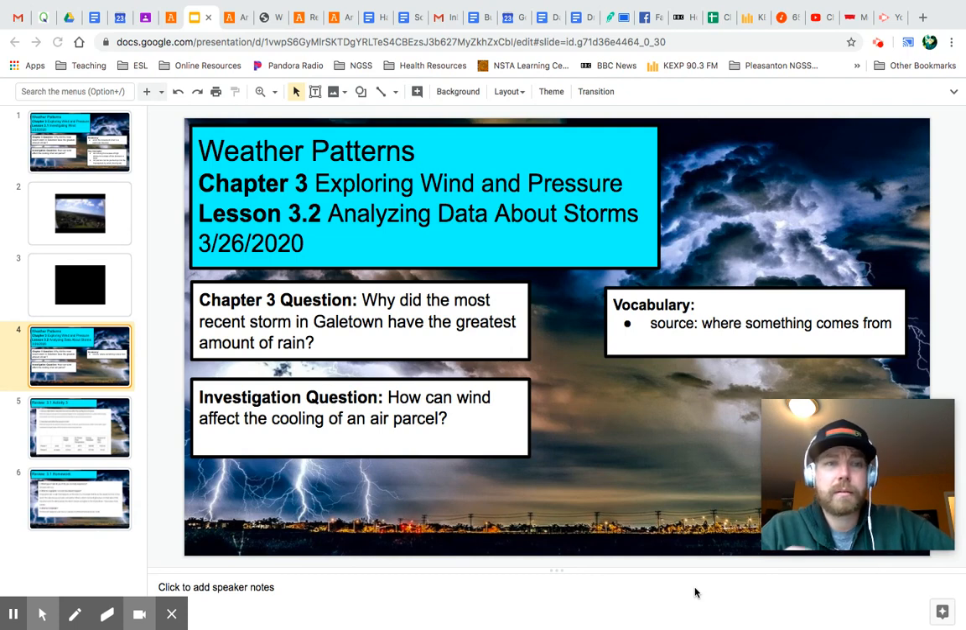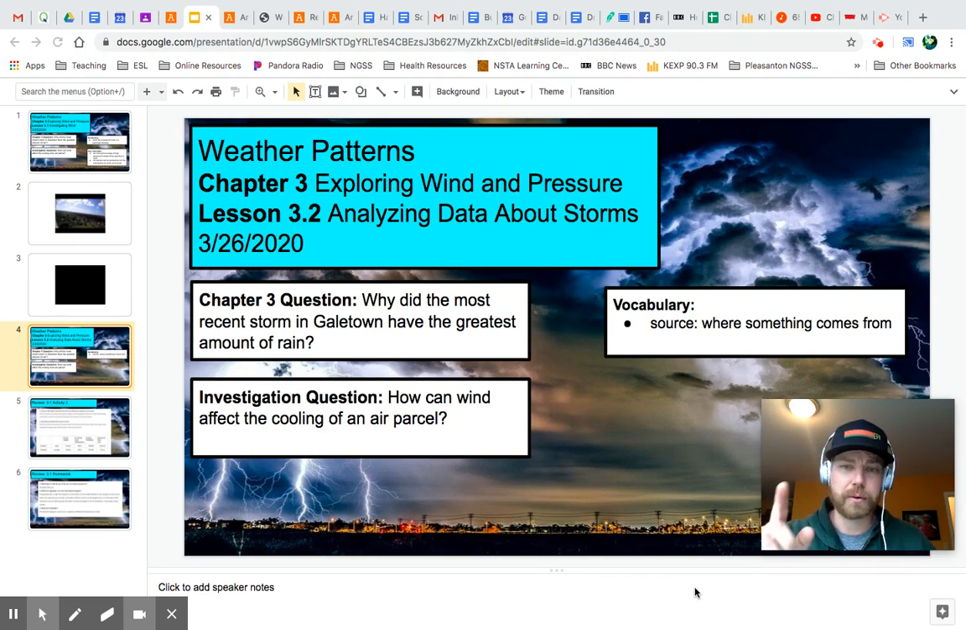We are in Chapter 3 still, exploring wind and pressure. We're in 3.2 today, analyzing data about storms. Our Chapter 3 question has not changed. Why did the most recent storm in Galetown have the greatest amount of rain? And our investigation question is also the same. How can wind affect the cooling of an air parcel?